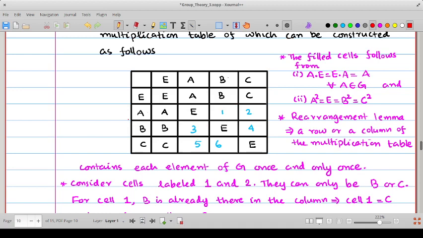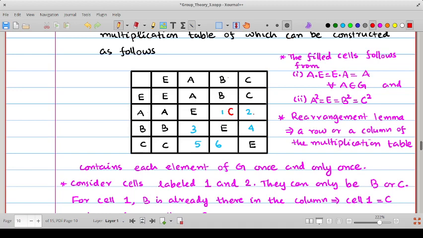Okay, so that means if we consider the row corresponding to the element A, we have two vacancies here, cells labeled 1 and 2, but that row already contains the elements E and A. The group contains two more elements, B and C. So the possible choices for these cells 1 and 2 are B or C. But then the column already contains B, so cell 1 cannot be equal to B. So the only remaining possibility is that this is equal to C.